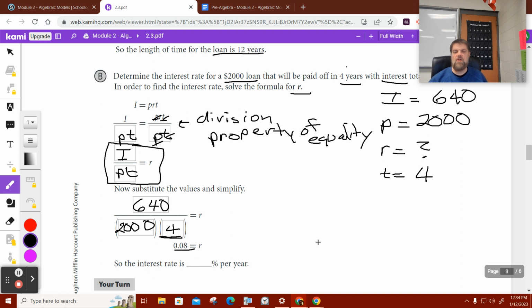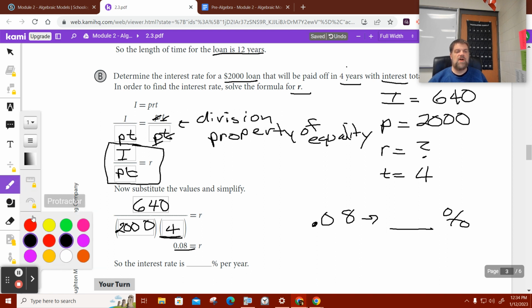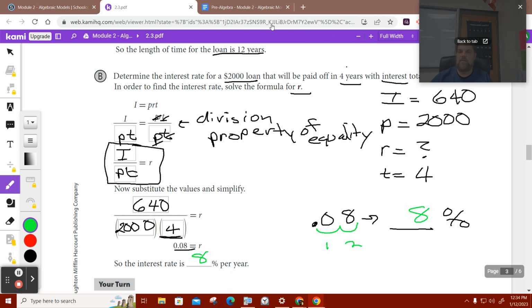So what's 0.08 as a percentage? Well, the decimal, here's this shortcut. I don't know if you guys remember this or not, but it's out of 100. So to figure out what percent it is, I'm going to move this over 2 spaces to the right, which means that it's 8% per year. Okay? Any questions on that?